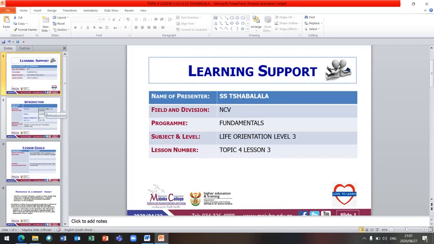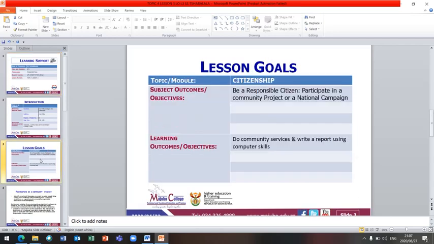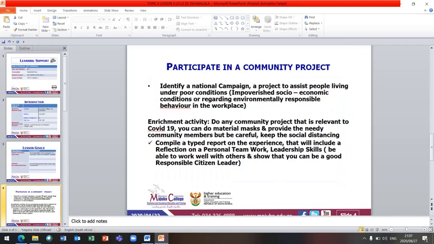We are doing topic 4, lesson 3, the last lesson. And it's a very short lesson because it is focusing on encouraging students to participate in any community project or a national campaign. So the learning outcome is for you to do any community service, and you need to write a report using your computer skills that you also learn from life orientation.